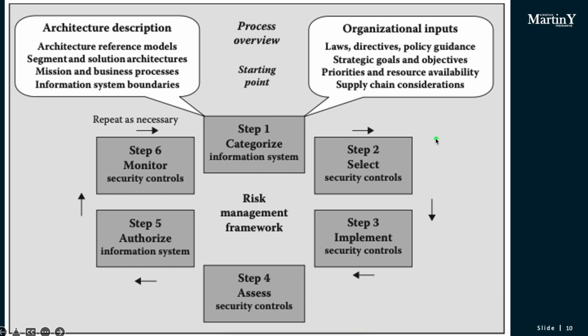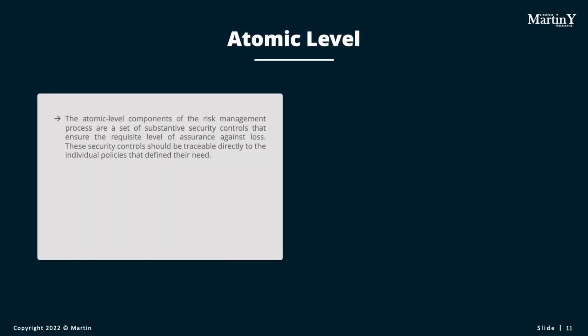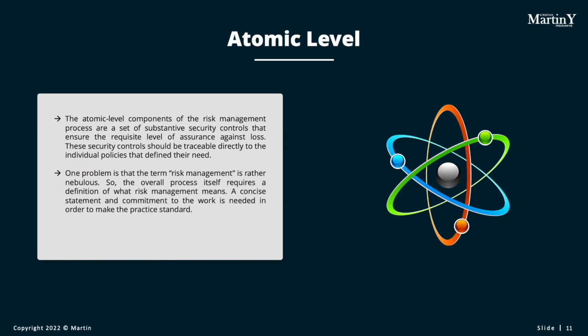So if you need to modify the framework to apply to your needs, you could, and you actually should definitely do that. This will enable the framework to really reach the boundaries of the organization. The outcome of implementing the risk management process should be a concrete organization risk management scheme that is documented. This risk management scheme will balance the aims of the long-term risk control policy with the real-world conditions of dealing with customers. The atomic level components of the risk management process are a set of substantive security controls that ensure a level of assurance against loss.